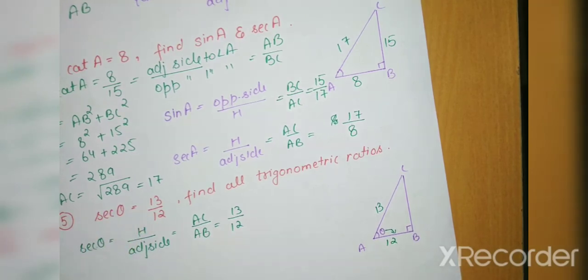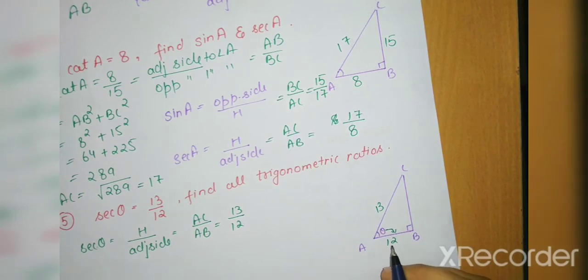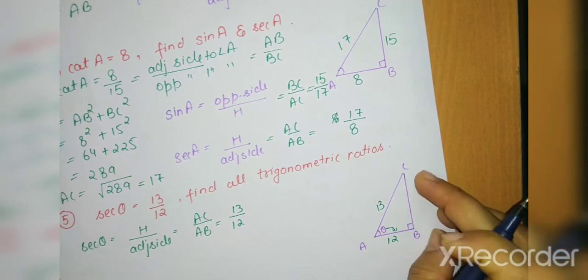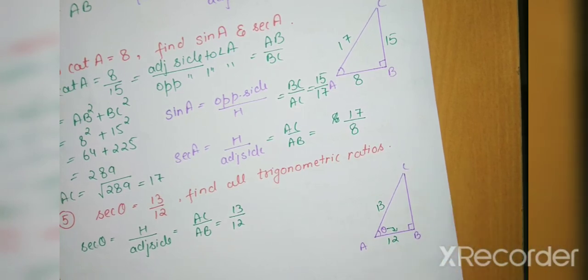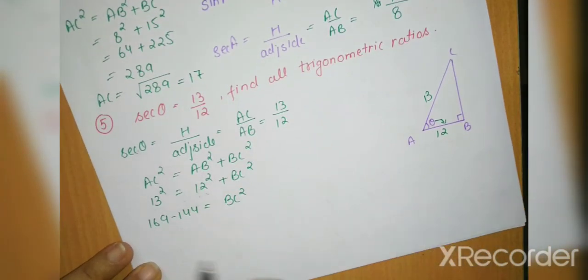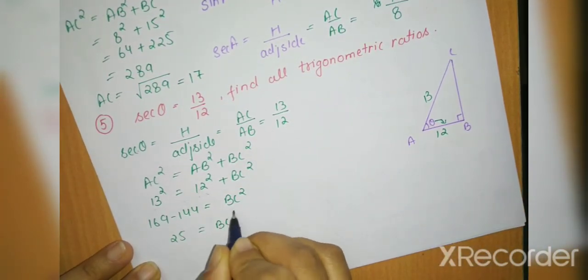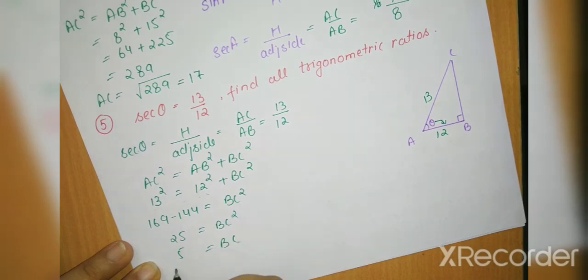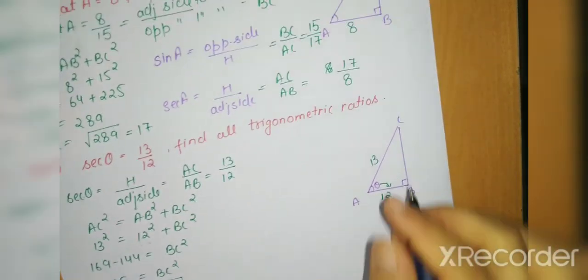Now what I have to find out is all the trigonometric ratios, means sine, cos, sec, tan, everything. Total we have 6. For this I need to know the value of perpendicular also. So here we can apply Pythagoras theorem. I'll get AC square is equal to AB square plus BC square. That is 13 square is equal to 12 square plus BC square. So 169 minus 144 is equal to BC square. So here I'll get 25 is equal to BC square. So value of BC I'll get 5. So here I'll plot.